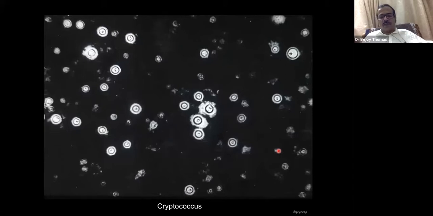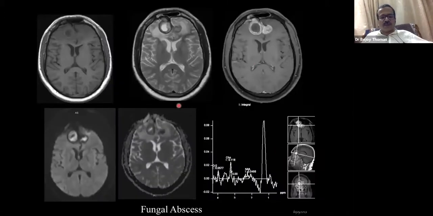and lipid can be seen in a lot of other conditions, including metastasis, necrotic gliomas, as well as in fungal abscesses. And this is the classical fungal abscess where you can see the peripheral diffusion restriction. Again, you can see a large lipid peak.